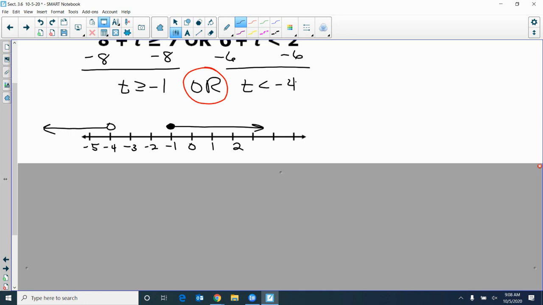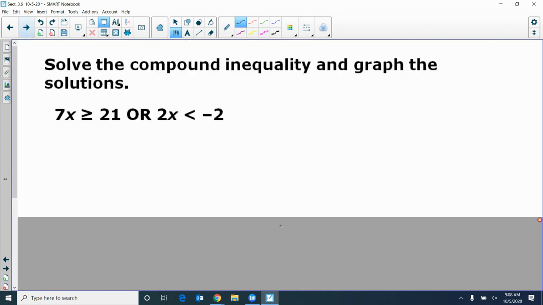Make sense, Preston? Good. All right, you got another one there to the right? Solve the compound inequality and graph the solutions. Okay, you got, again, 2 cases, 2 little inequalities. The first one says 7x is greater than or equal to 21. Well, to solve this one, divide by 7. It's not a negative number. Don't flip your sign. X is greater than or equal to 3.